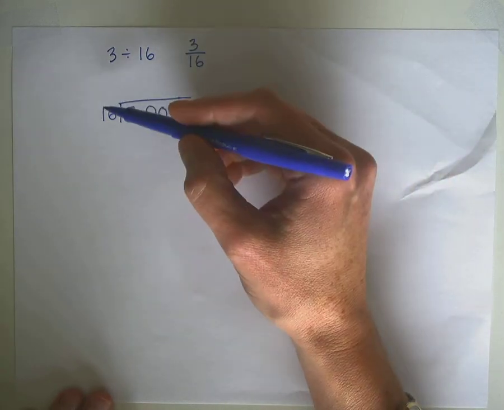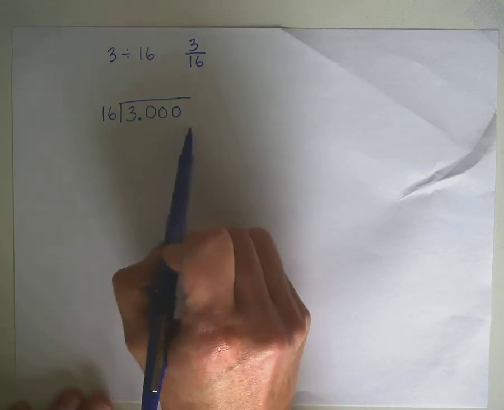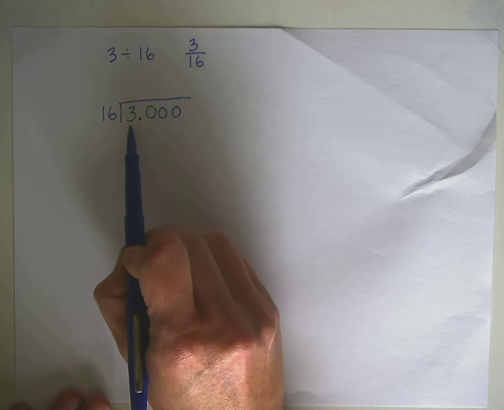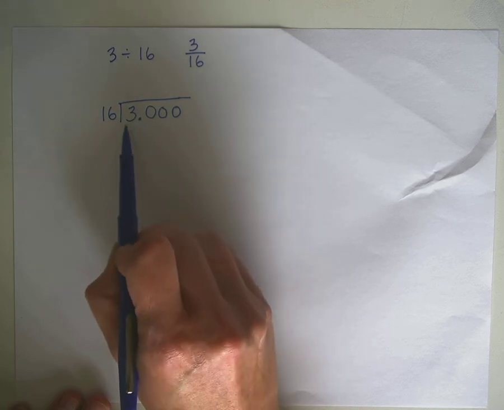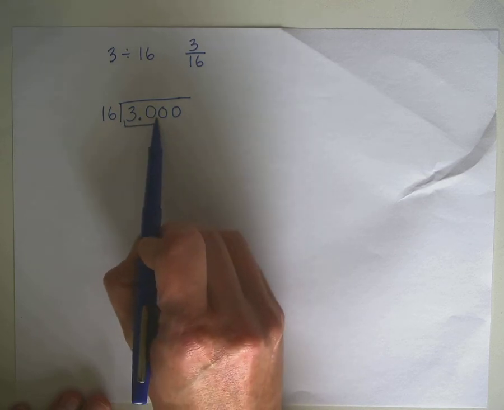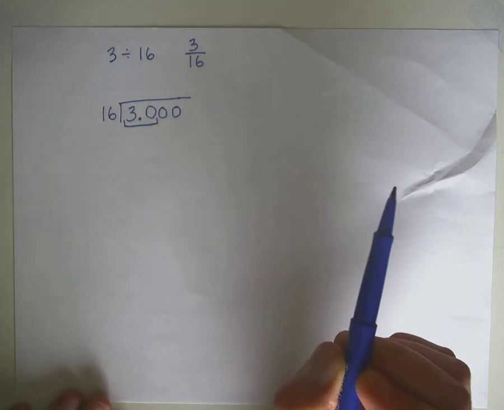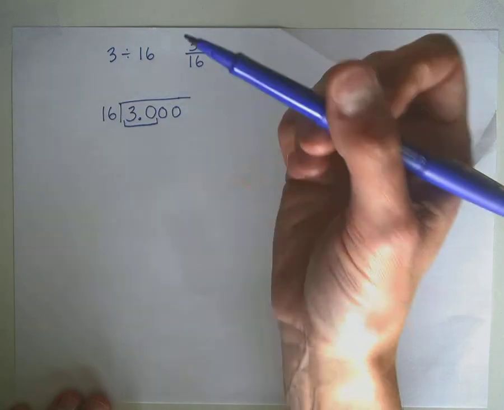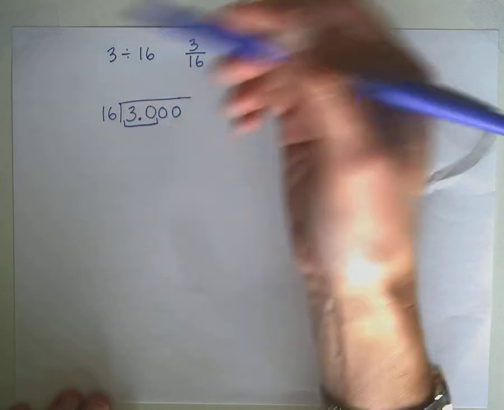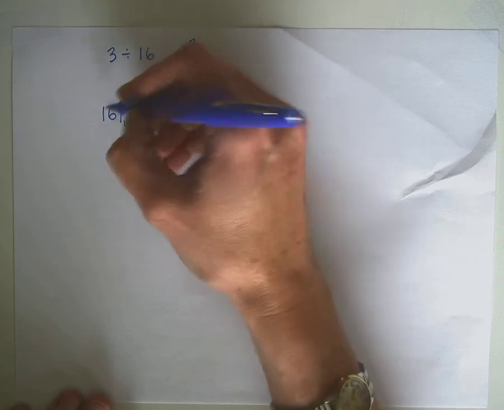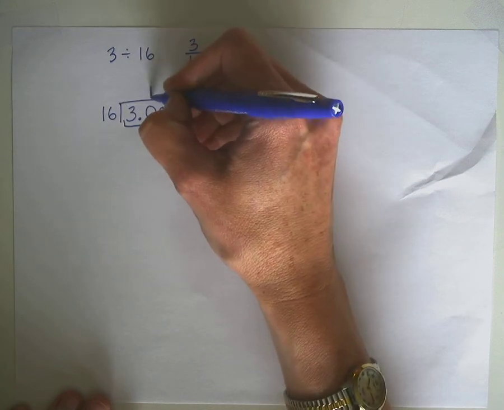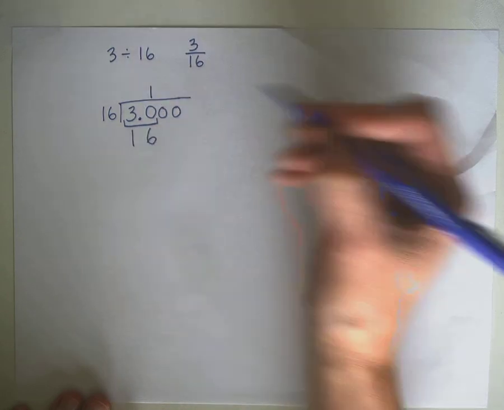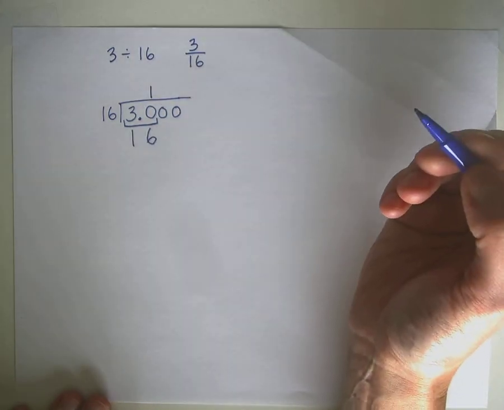So now for the box method, we want to think, okay, how many times does 16 go into 3,000? And we can estimate that by the 30, just like we do with the traditional way. So we know that 16 goes into 30 one time because 16 times 2 is 32. So 16 times 1 is 16. So you put the 16 under the 30 because that's the number that we're dividing into.